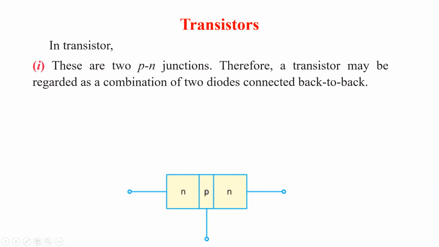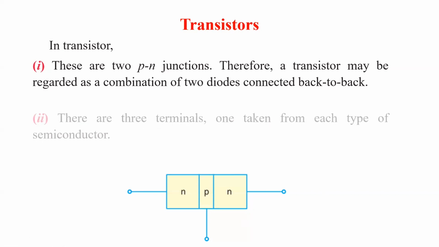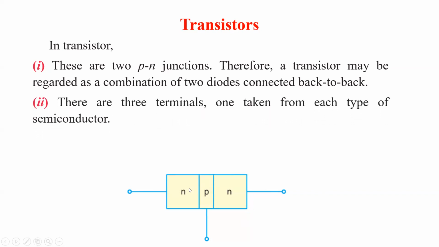So basically in an NPN transistor, there are two PN junctions. This is one PN junction. This is another PN junction. They are connected such that these two PN junctions are connected back to back. Okay, so three regions are there, three terminals are there, and two PN junctions are present in the transistor. That is the important property of the transistor. So there are three terminals. Because of that, this transistor is said to be a three-terminal semiconductor device.